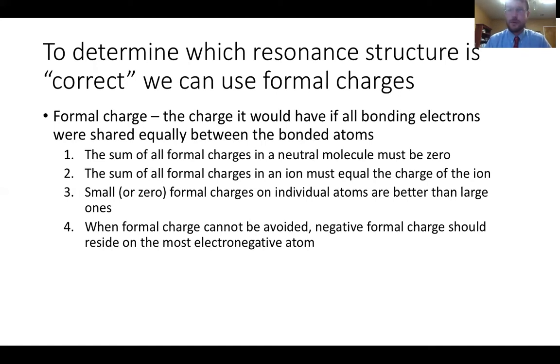Small or 0 formal charges are always what we want. You could possibly make a Lewis structure where you get a -5 and a +4 to get that -1. That is not ideal. What we actually want is to get as small formal charges as possible. When formal charges cannot be avoided, when we have to put formal charges, negative formal charges should always try to be put, to the best of your ability, on the most electronegative atom. So in this case with nitrogen and oxygen, we want to put the negative charge on the oxygen more than on the nitrogen.